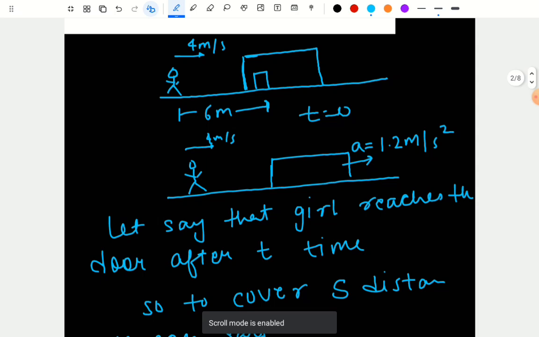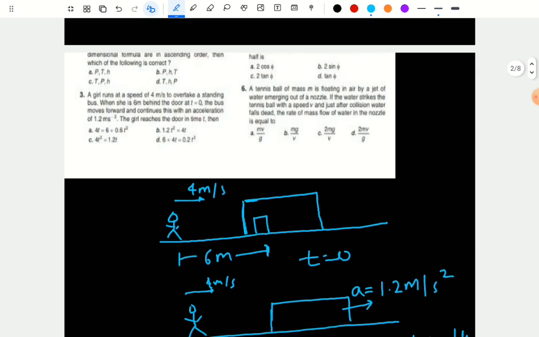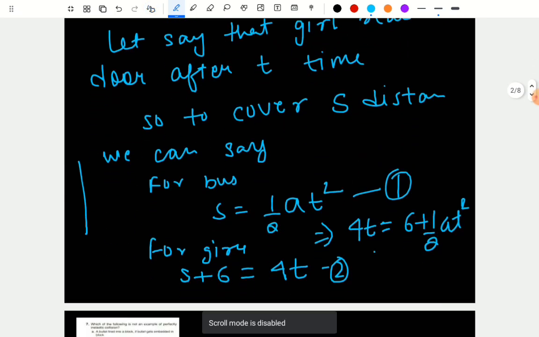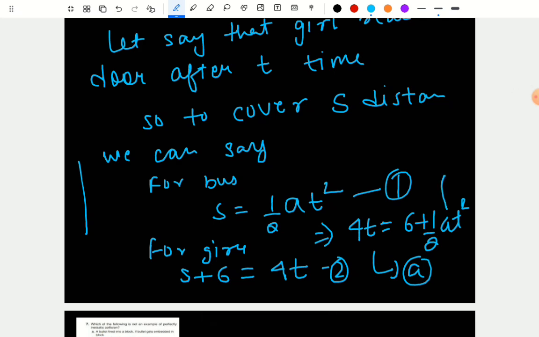Now let's match it with the options. It will be equal to this option. Okay, it will be option A. This is option A, as when we put a is equal to 1.2, 1.2 by 2 is equal to 0.6. Now let's read another question.